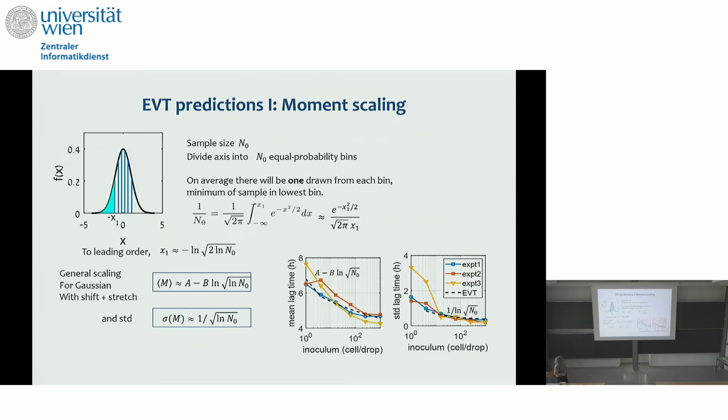What? No, it's a typo. It's the square root of log. This is the right formula. Sorry, this should be a square root of log of n. Thanks. All right, so there's a first prediction that looks good.